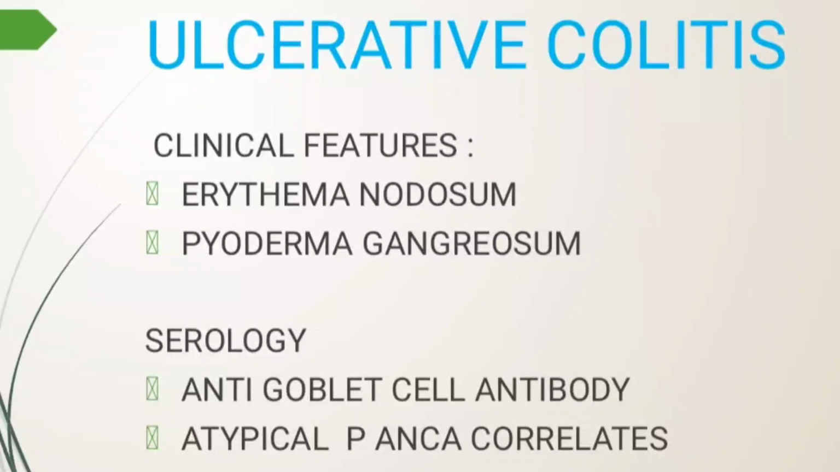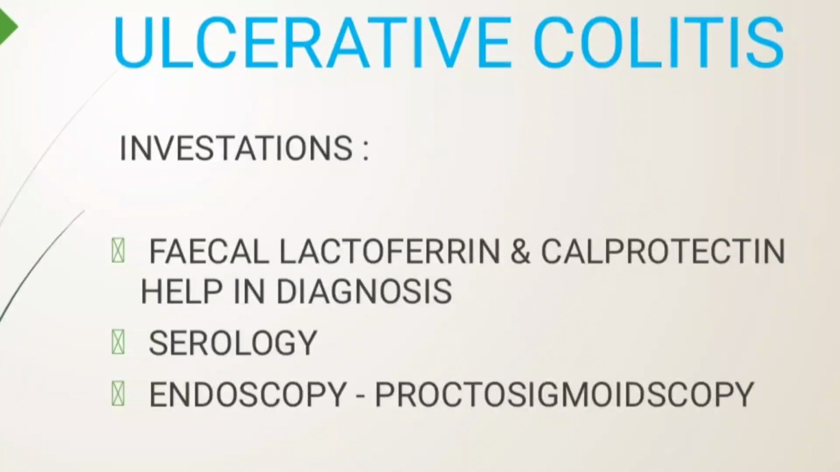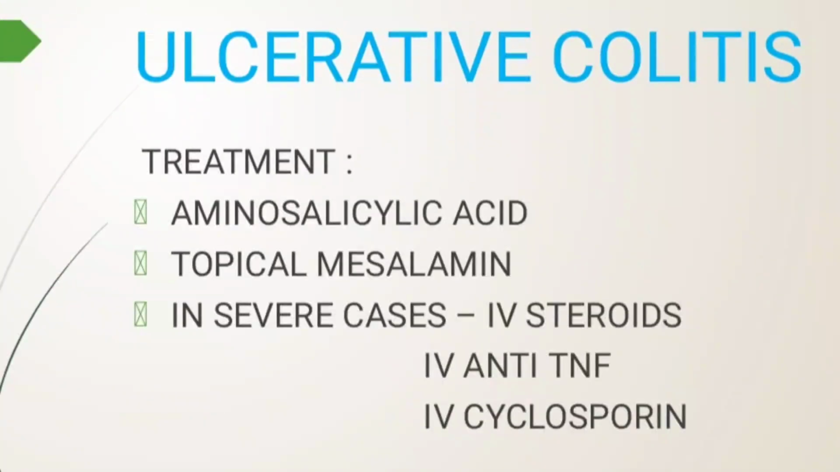Let's see the investigations which help in the diagnosis of ulcerative colitis. Fecal lactoferrin and calprotectin help in the diagnosis. Even the serology, as I said, the estimation of antibody titers, is found to be useful. On endoscopy, that is proctosigmoidoscopy, we find characteristic lesions like lead pipe and pipe stem colon in this condition.